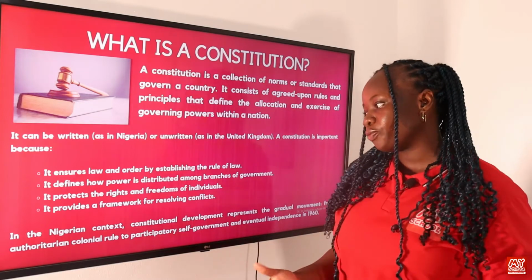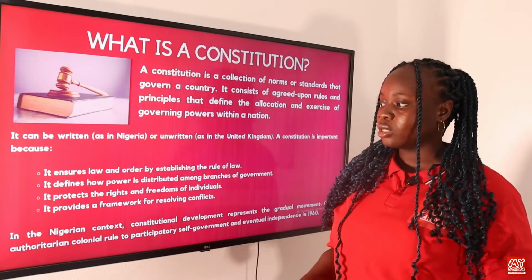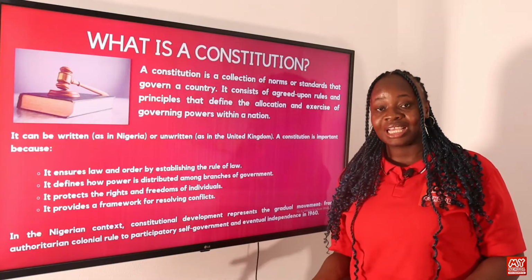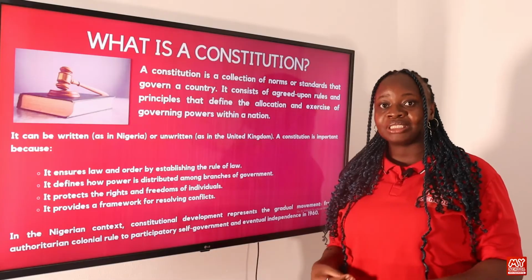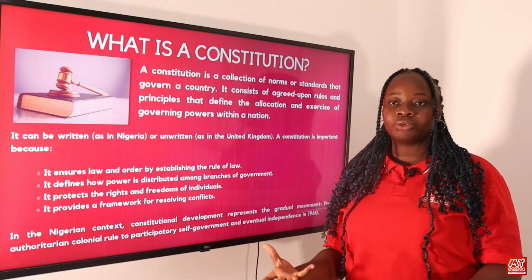It also provides a framework for resolving conflicts. Whenever there are conflicts within society, the judiciary always refer back to the Constitution to determine how judgment should be made on different cases.